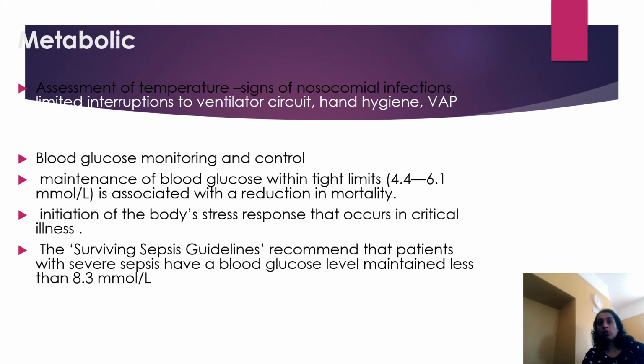Then the blood glucose monitoring and controlling, it's a very important thing, because due to the stress related to the ventilator, there is a high chance that the patient's blood glucose can go high. So you need to monitor it regularly and make sure that it is within range, especially the patients who are diabetic. And initiation of the body's response that occurs in critical illness. The surviving sepsis guidelines recommend that patients with severe sepsis have a blood glucose level maintained less than 8.3 millimole per liter.